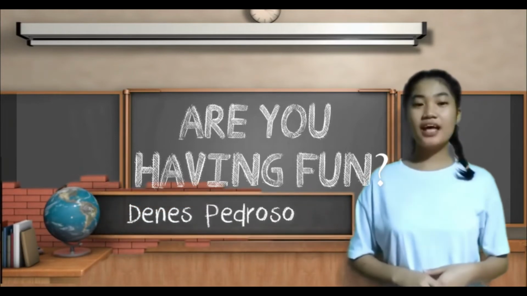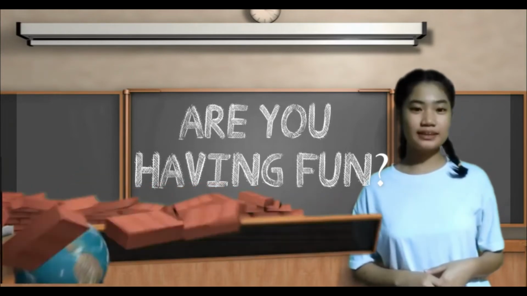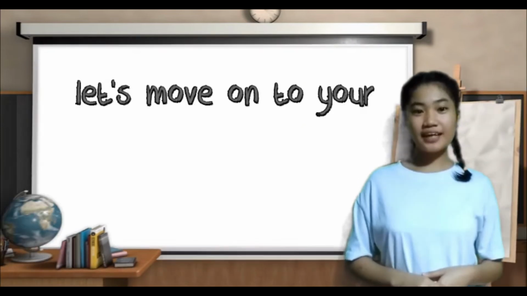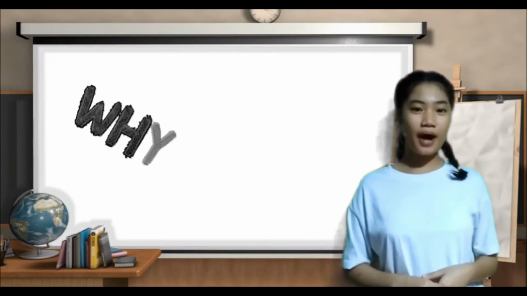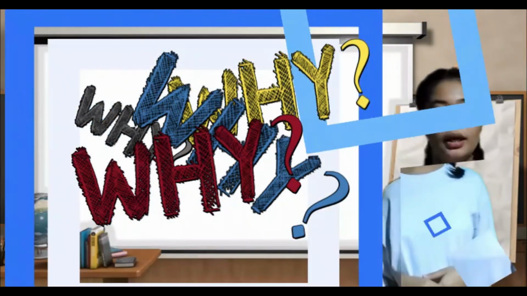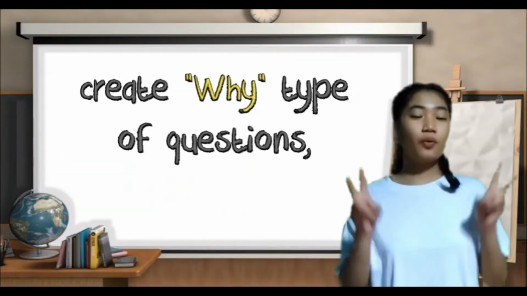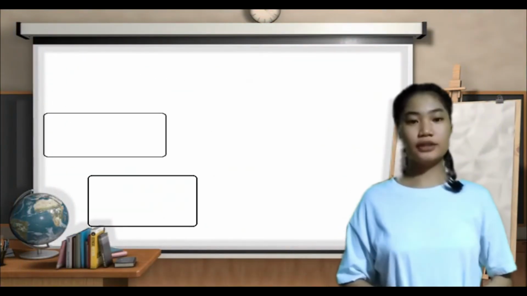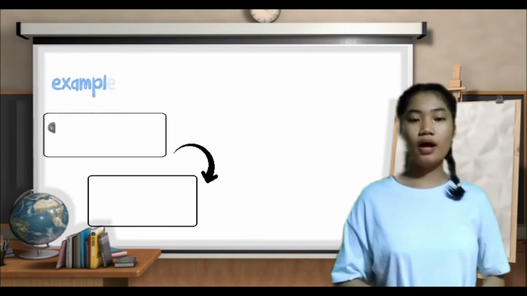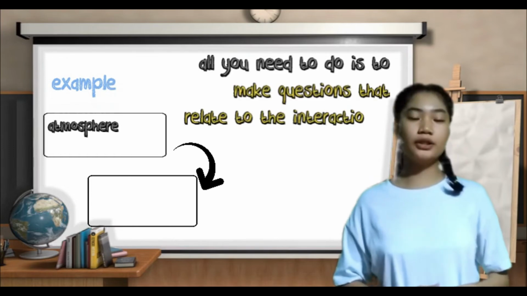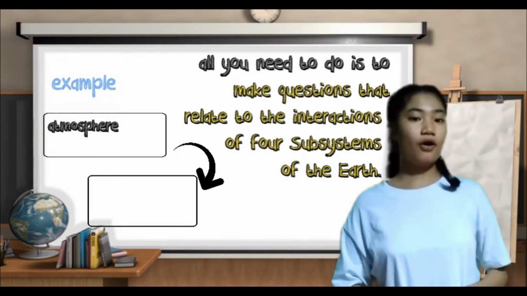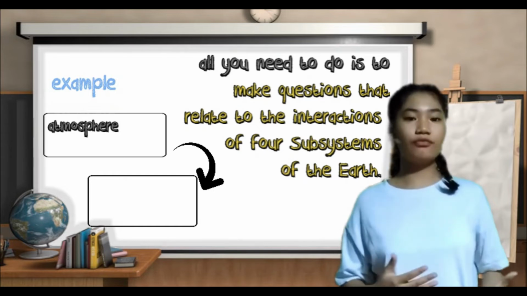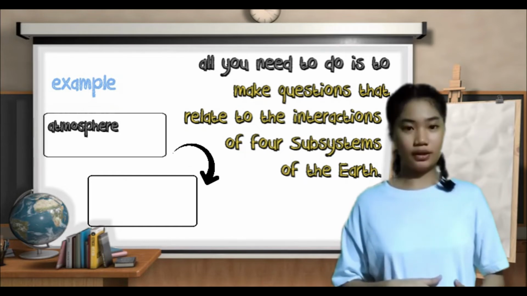I'm Denise, and now that you've learned the Earth subsystems, let's move on to your next task on what's more, page 15, entitled Why? In this activity, create Y type of questions. As you can see, there are boxes below, and all you have to do is to make questions that relate to the interaction of the four subsystems of the Earth. You can think of any questions regarding it.